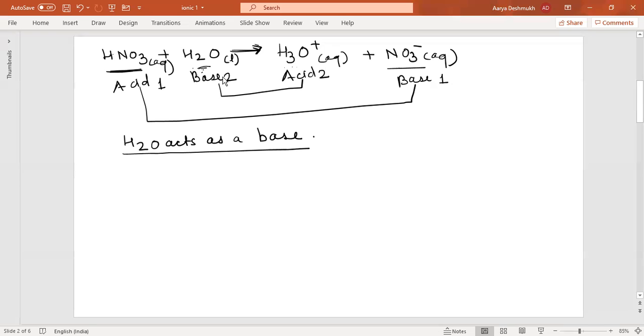Now I'll take another example where the water molecule can act as an acid also. For example, in the case of NH3 plus H2O, it is in liquid form.